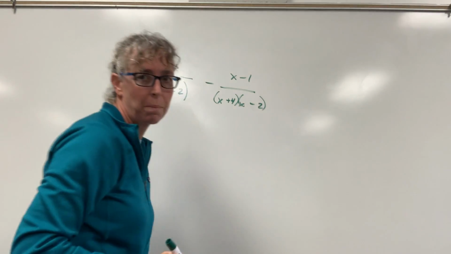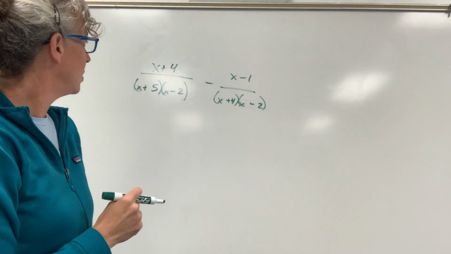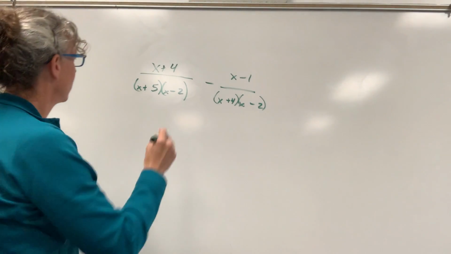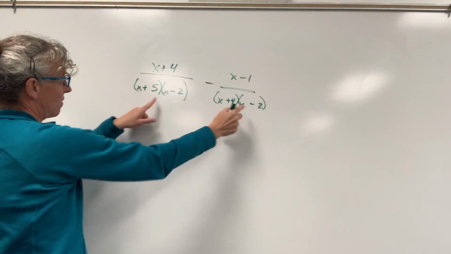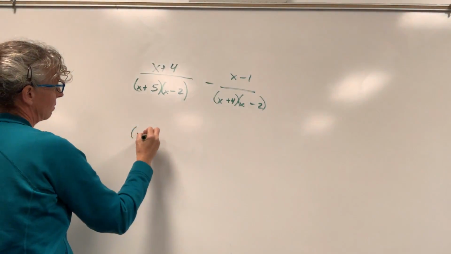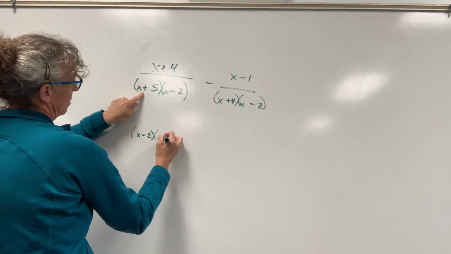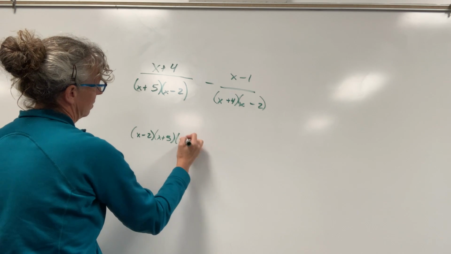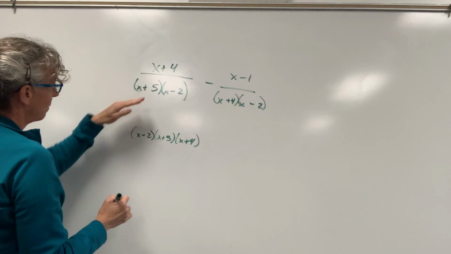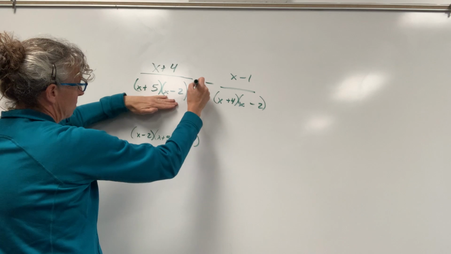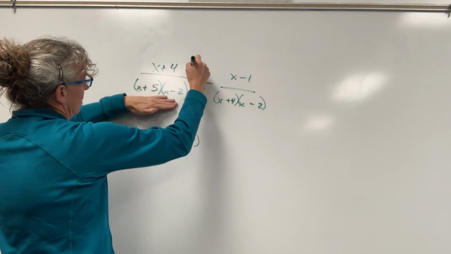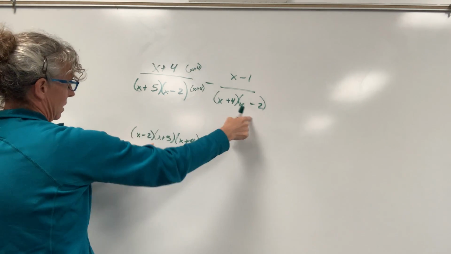Okay. All right. So now we need to do our common denominator. So they both have an x minus 2. So let's write that one down. And that's taken care of. But I need an x plus 5 and an x plus 4 as well. Okay. Now we got to multiply. This one's missing the x plus 4. This one is missing the x plus 5.